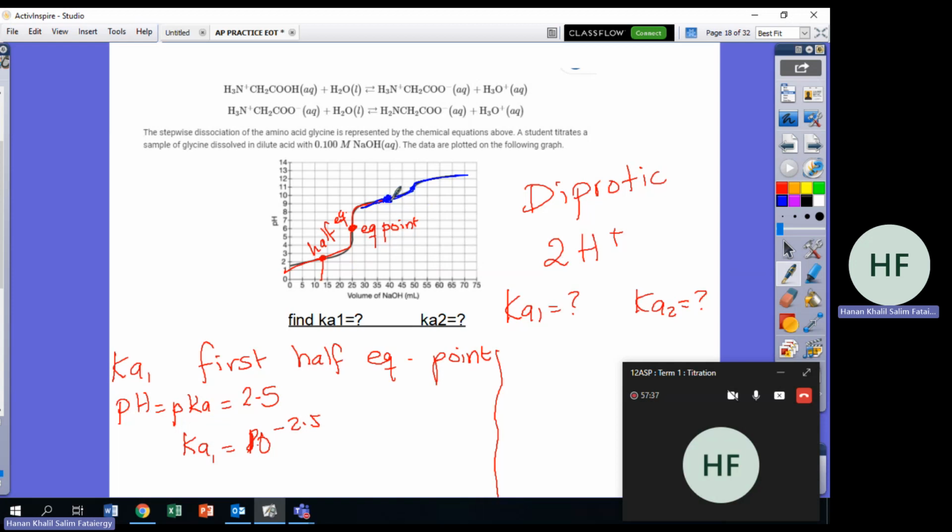Okay, so this is the second half equivalence point. What is the Ka? Look, the Ka is 10 to the minus 10. So pKa equals pH equals 10, which means Ka is 10 to the minus 10. Because Ka is a very small number, this jump will be very short. If Ka is a big number, this will be long.